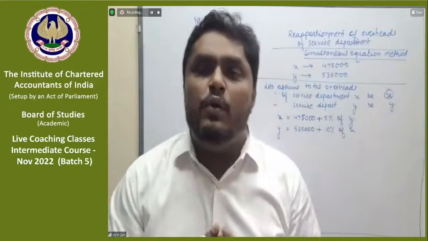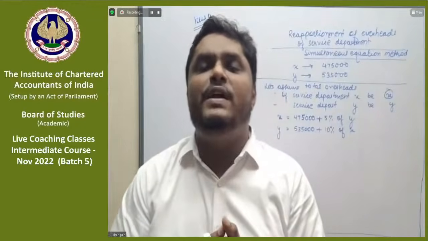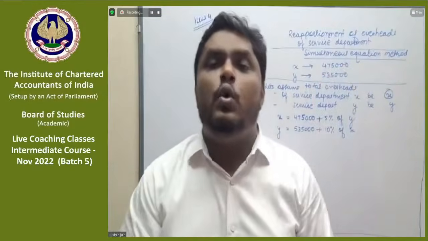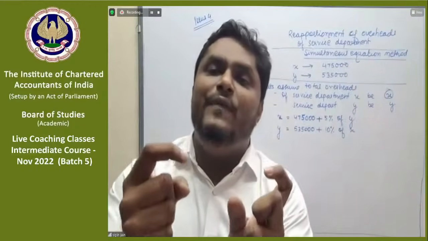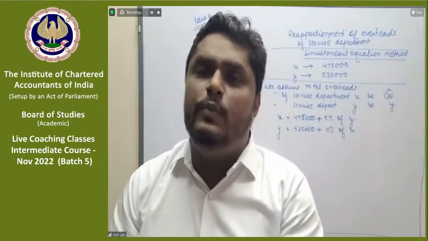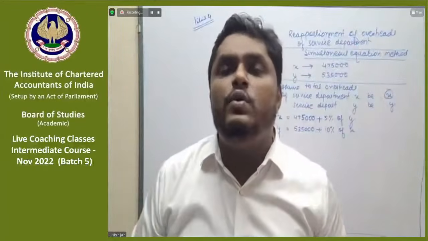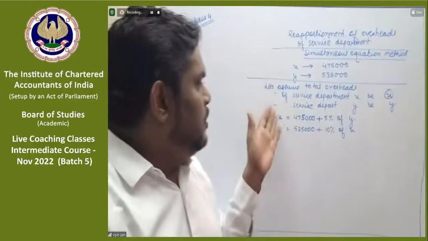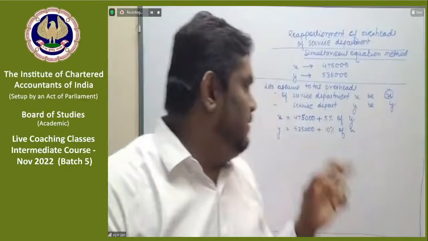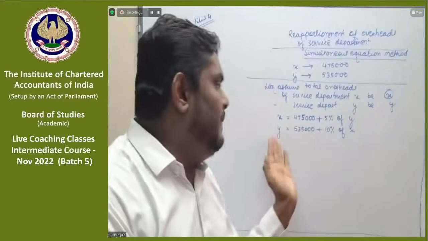The overheads calculated in the previous table, that is 4,75,000 and 5,35,000, need to be distributed to the production department. But this is not the total overheads. A certain percentage of X will be distributed to Y and a certain percentage of Y will be distributed to X. So to calculate the total overheads of X and Y, we are using the simultaneous equation method. Let's assume that the total overhead of service department X is x, and the total overheads of service department Y is y.